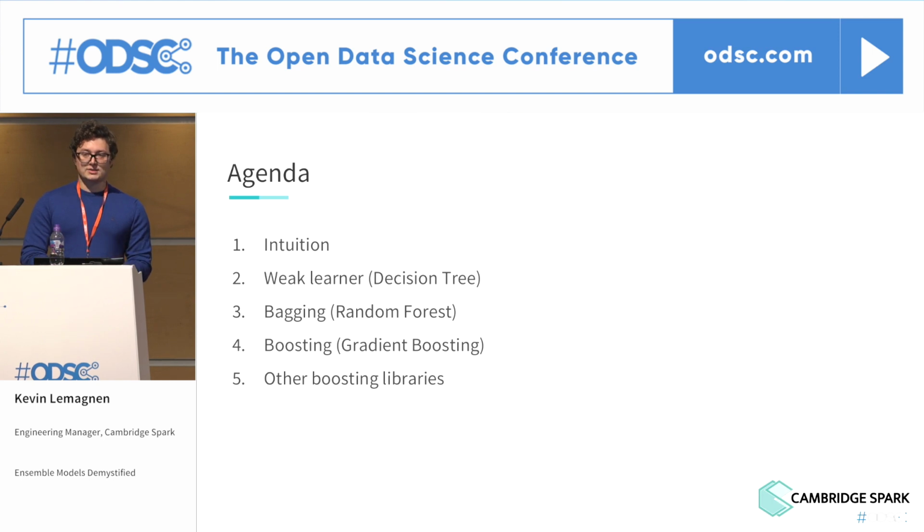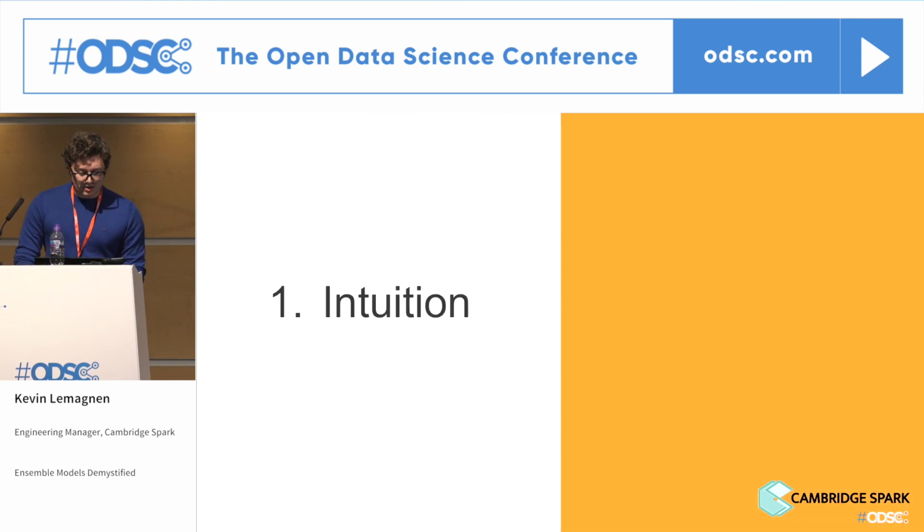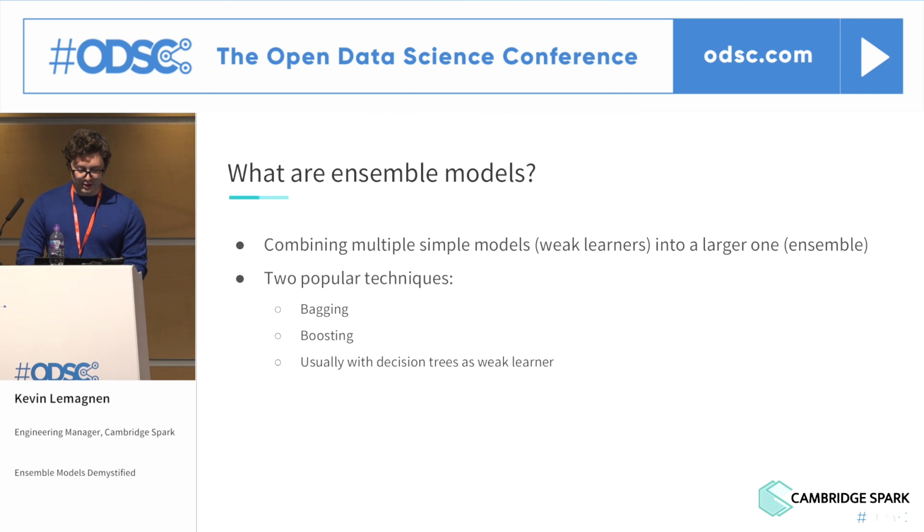So in order to do that, I'll start first by giving a quick introduction and some intuition about what we're trying to do with ensembles. Then I'll look at the main building block of ensemble models that we call weak learner. More on that later. And then two main principal methods that are used for ensembles, bagging and boosting. And at the end, I'll just introduce other boosting libraries, because there are quite a few out there.